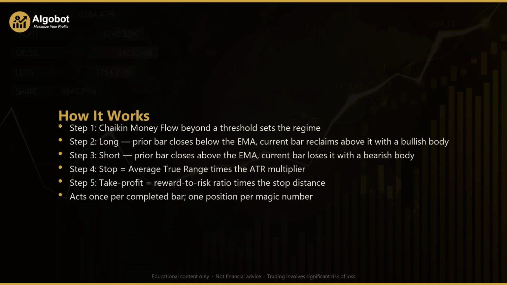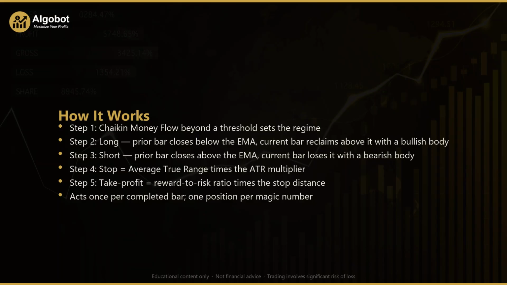The expert advisor makes its decision once per completed bar, so it isn't reacting to every tick. On each finished bar, it checks three things: the Chaikin Money Flow reading, the exponential moving average, and the average true range.